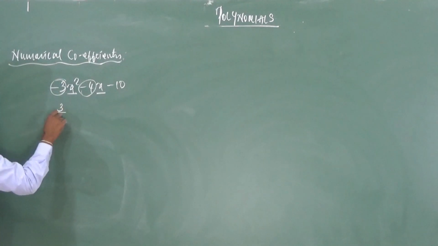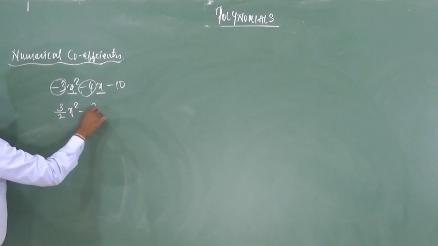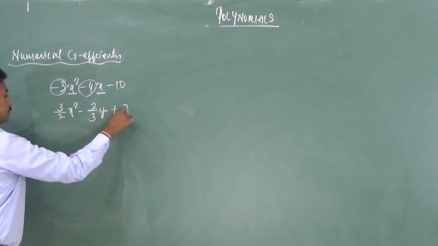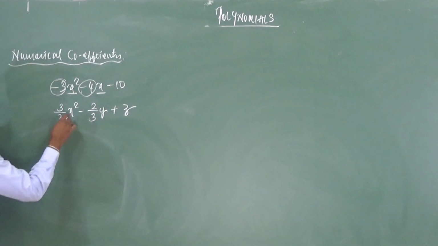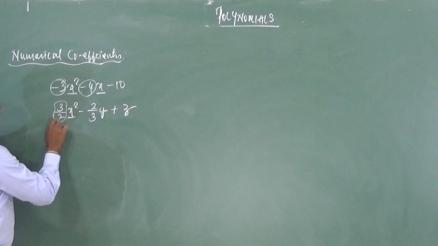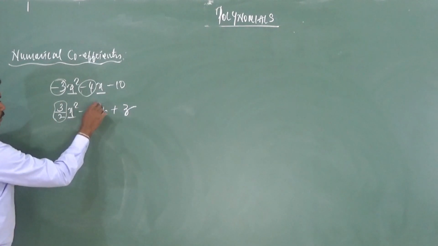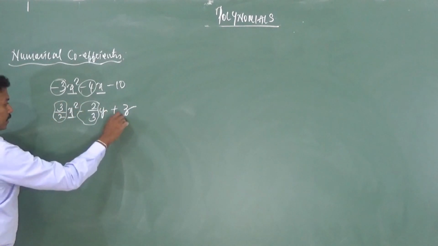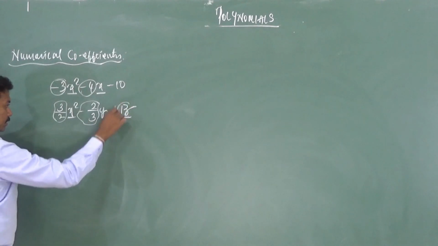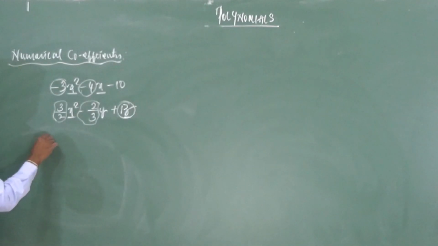Another one: 3 by 2 x square minus 2 by 3 y plus z. What is the numerical coefficient of x square? It is 3 by 2. What is the numerical coefficient of y? It is minus 2 by 3. And what is the coefficient of z? It is plus 1.